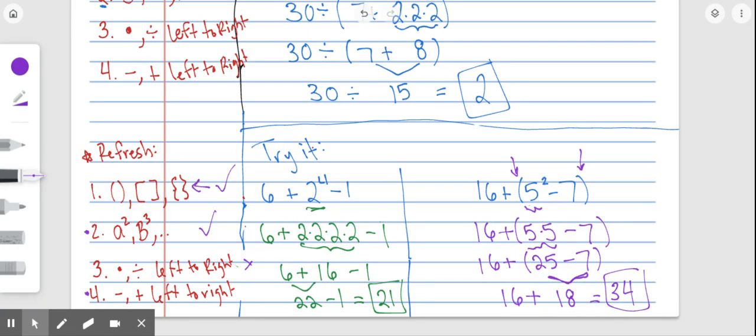Yay! If you got 34, make sure you give yourself a nice, beautiful star. Awesome job. If you didn't, check the steps and fix what you have. That's why we have erasers. Good job, you guys.